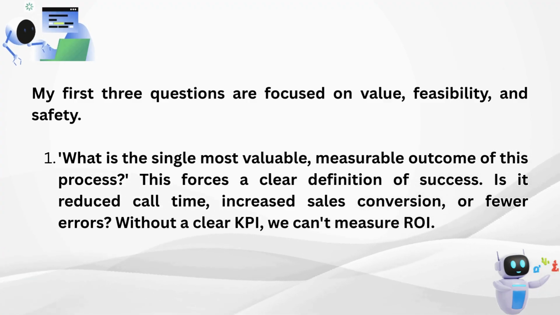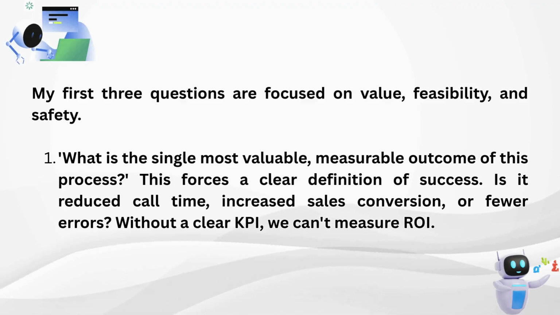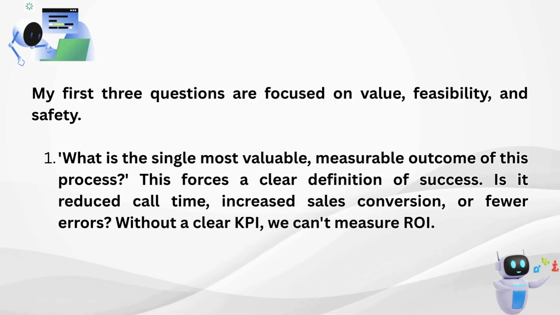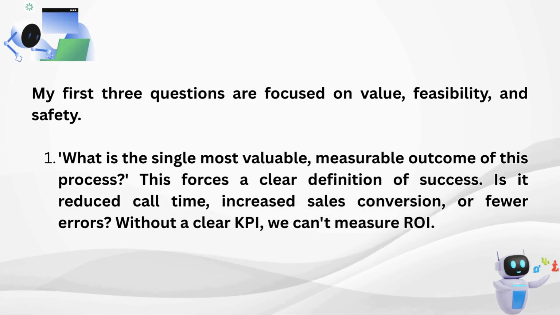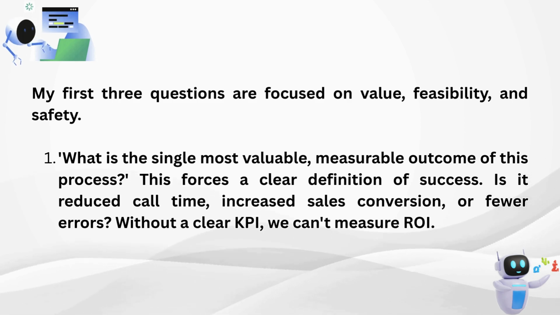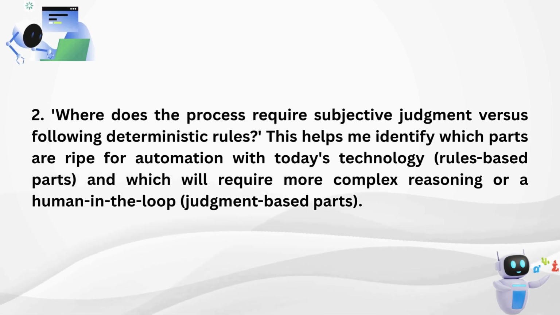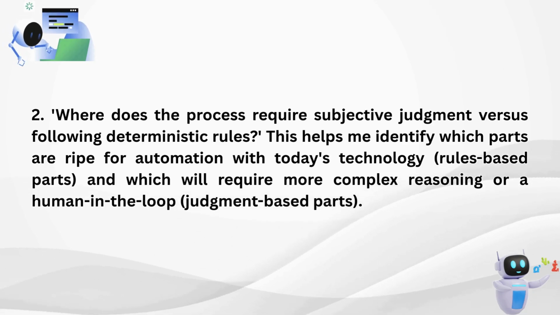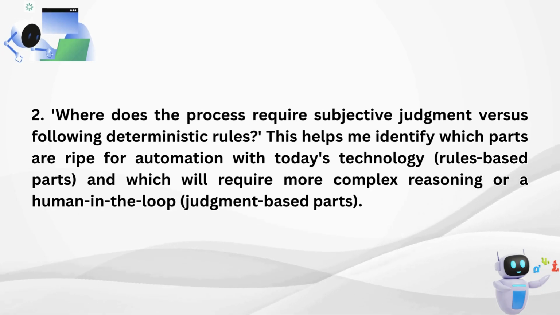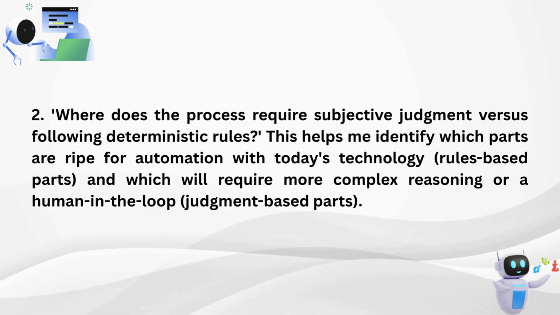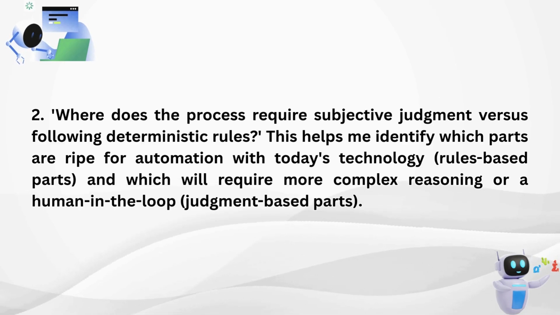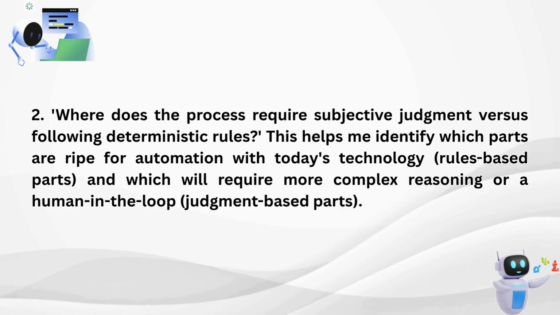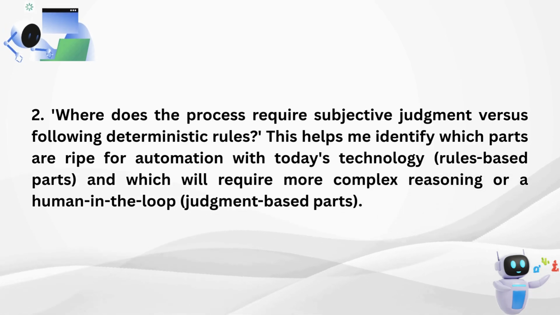This forces a clear definition of success. Is it reduced call time, increased sales conversion, or fewer errors? Without a clear KPI, we can't measure ROI. 2. Where does the process require subjective judgment versus following deterministic rules? This helps me identify which parts are ripe for automation with today's technology, rules-based parts, and which will require more complex reasoning or a human-in-the-loop, judgment-based parts.